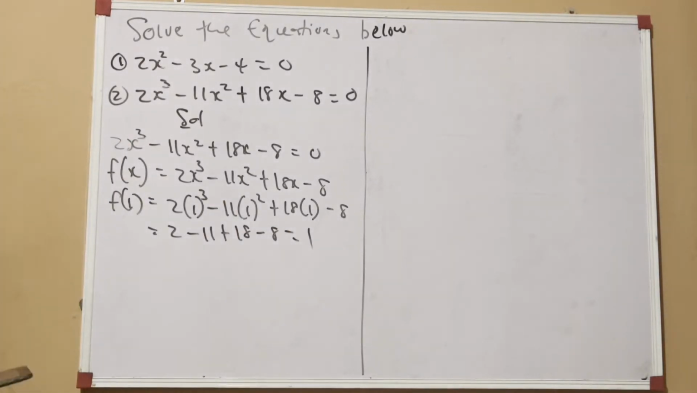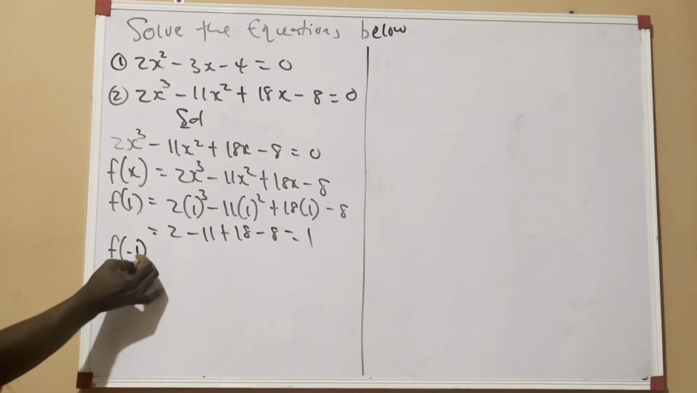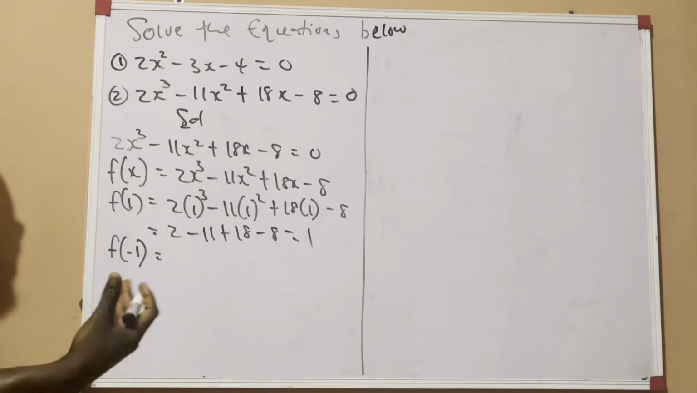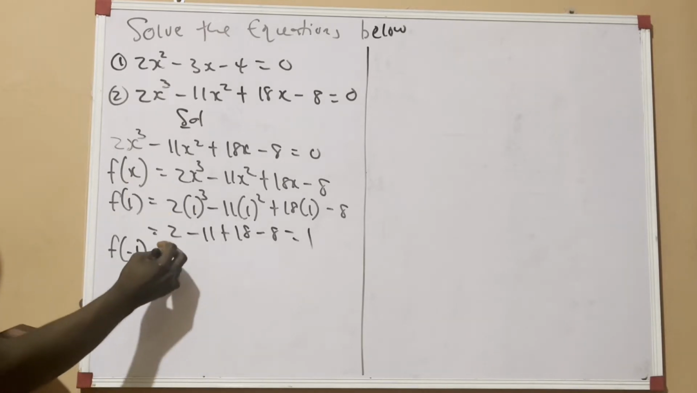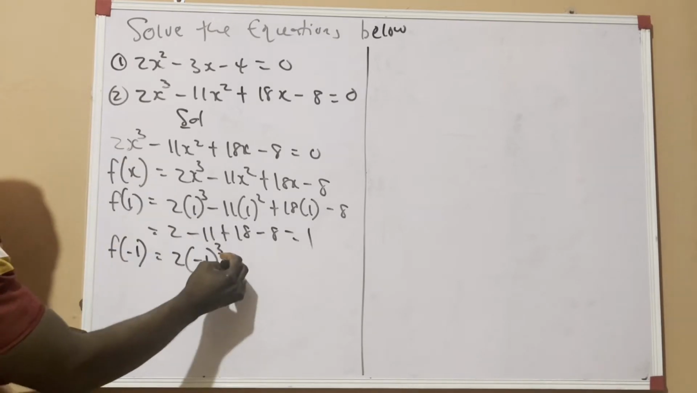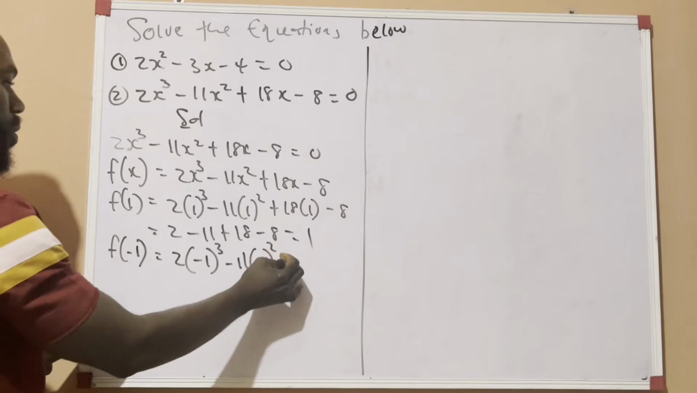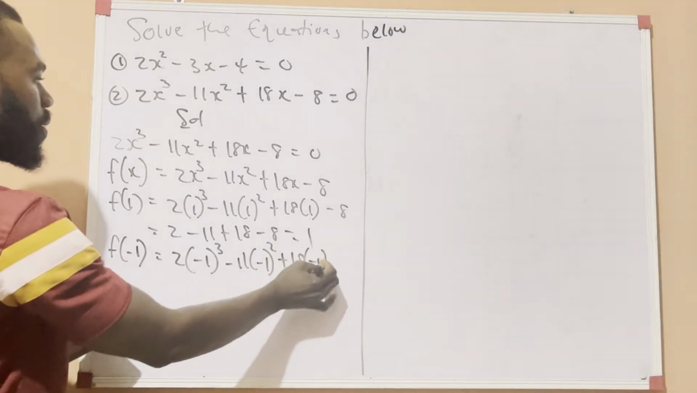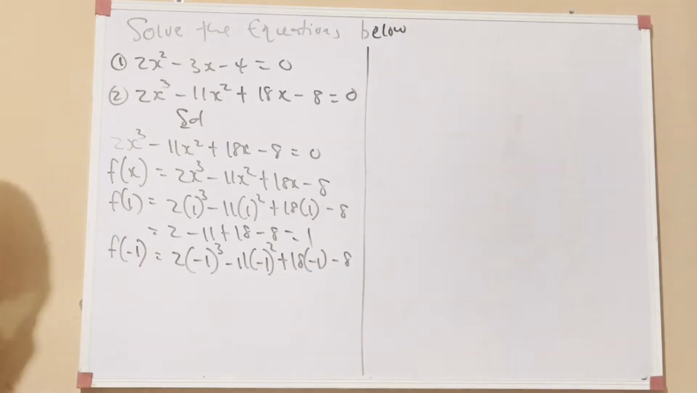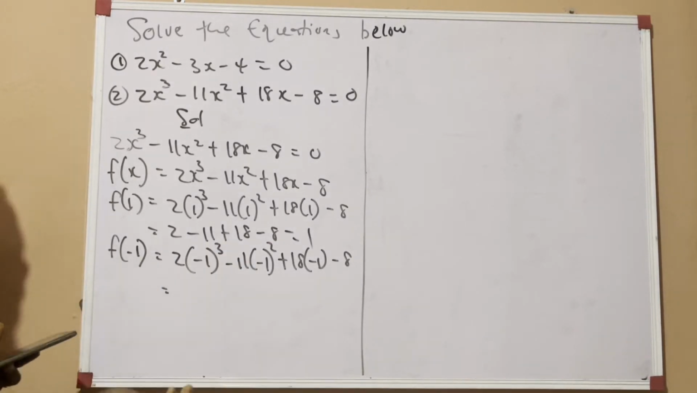When x is equal to minus 1, we are going to be having f of minus 1 is equal to, again, whenever we have x, we give minus 1. So we have 2 into the bracket of minus 1 raised to the power 3, okay? Minus 11 into the bracket of minus 1 raised to the power 2, plus 18 into the bracket of minus 1, minus 8.